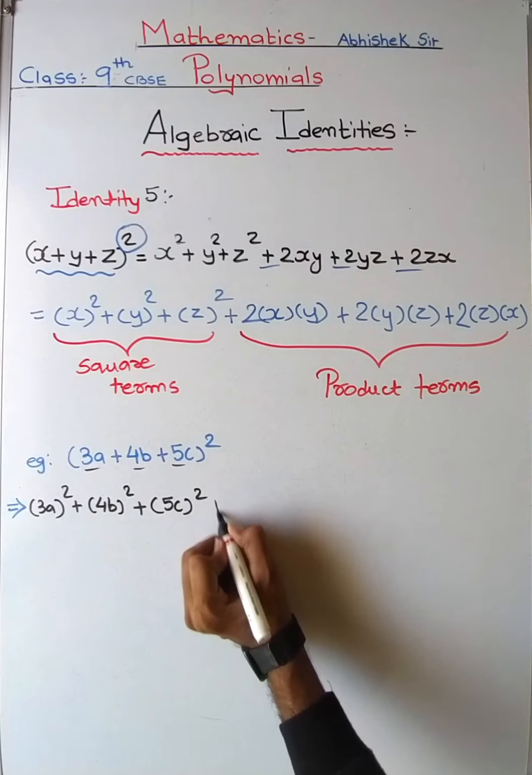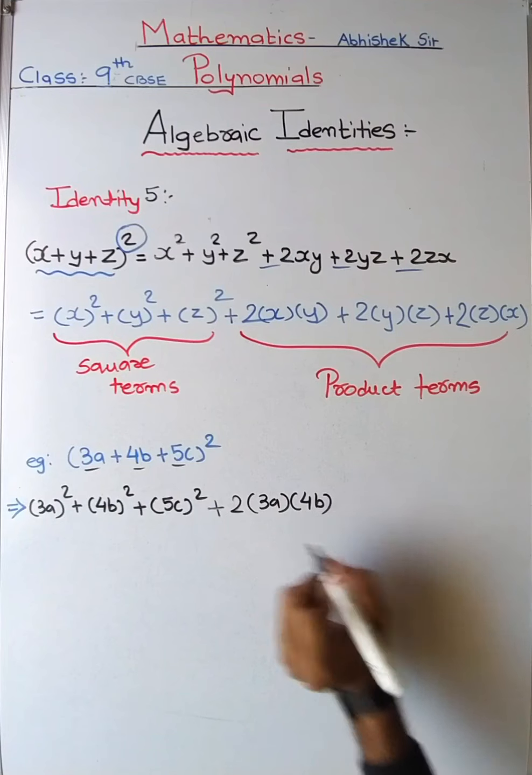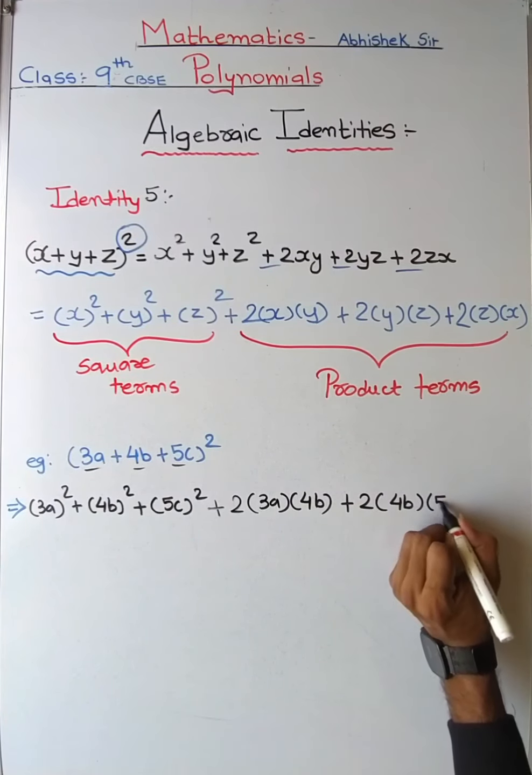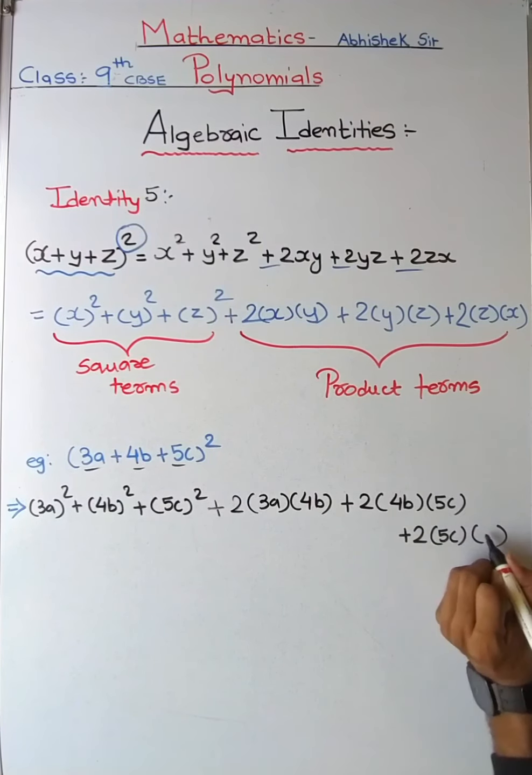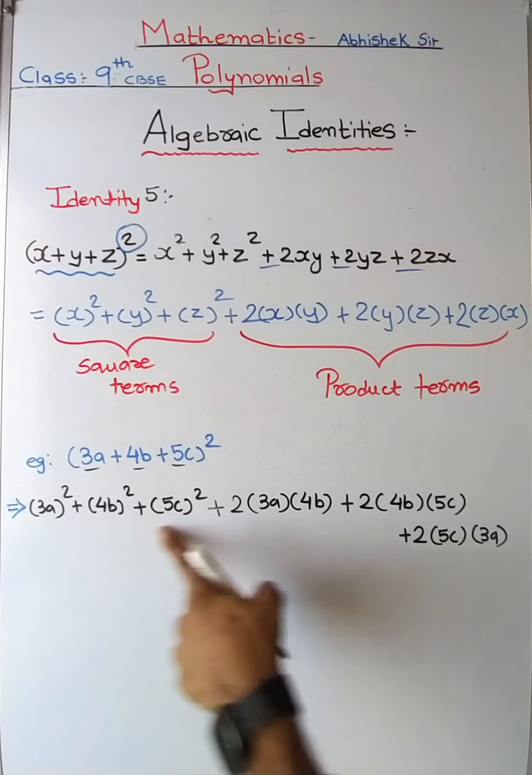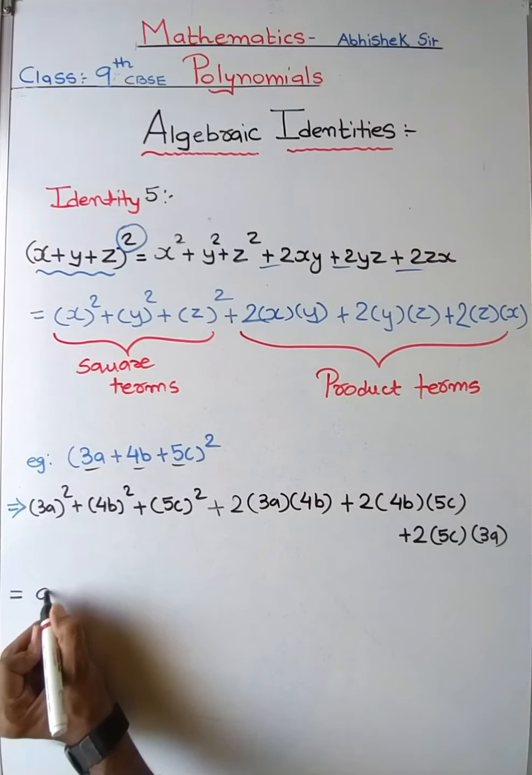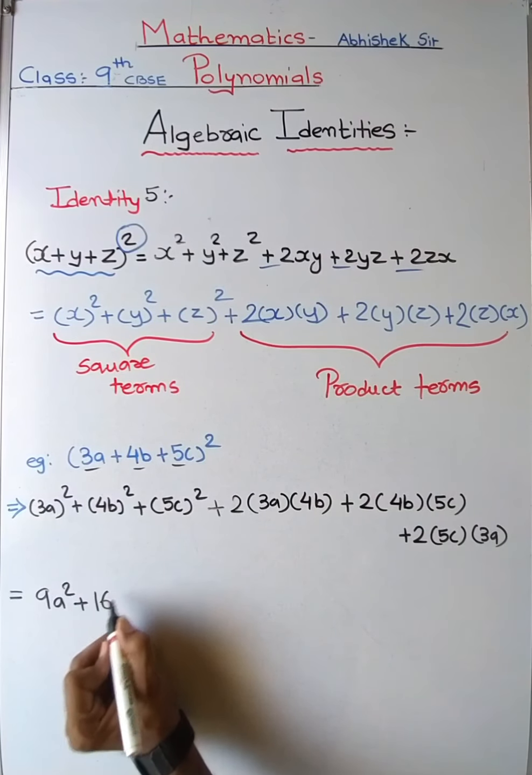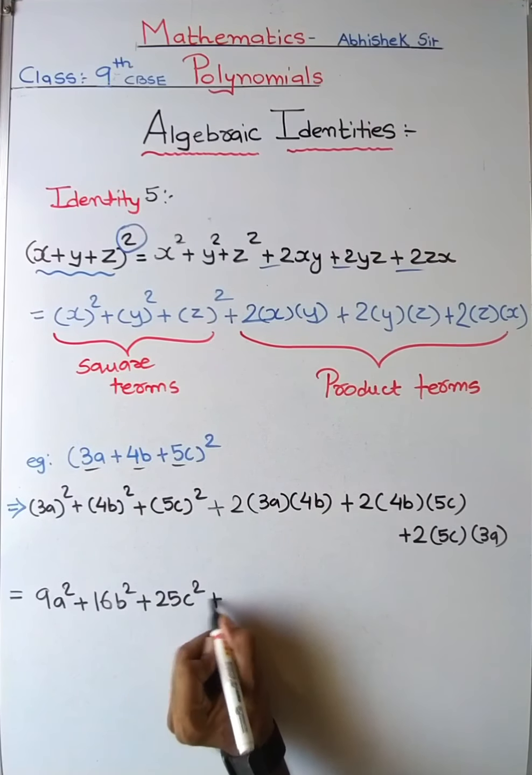Clear? Then product terms, 2 into first two terms, 3a, 4b, then 2 into next two terms, 4b, 5c, and lastly 2 into third and first, that is 5c into 3a. Clear? So first three square terms, next three product terms. Now let us solve it. 3 square is 9, a square is a square, plus 4 square is 16, b square is b square, 5 square is 25, c square.